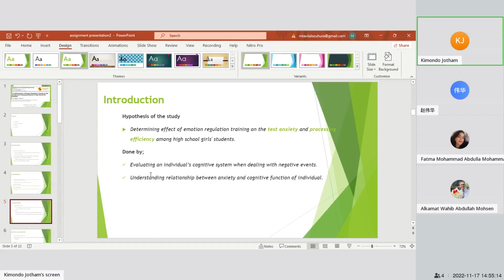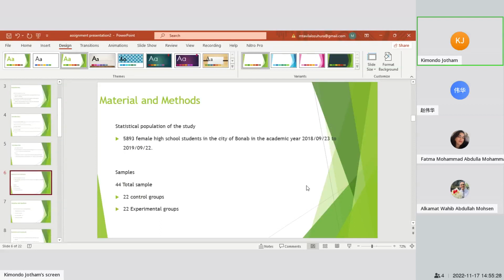So it was done by evaluating an individual's cognitive system when dealing with negative events and understanding the relationship between anxiety and cognitive function of the individual. So let's go to the materials and methods that they used.